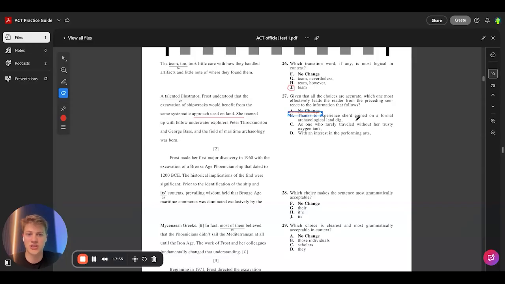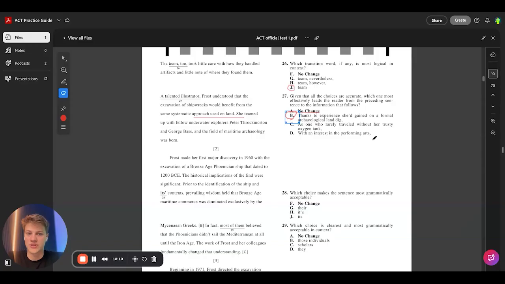B, thanks to experience she'd gained on a formal archaeological land dig, Frost understood that the excavation of shipwrecks would benefit from the same systematic approach used on land. That's clearly the correct answer because it's talking about how she had experience on land and now she needs to use it again despite the fact that they're underwater. Let's just confirm that C and D don't make any sense.